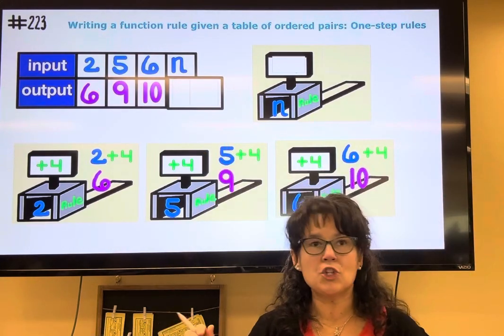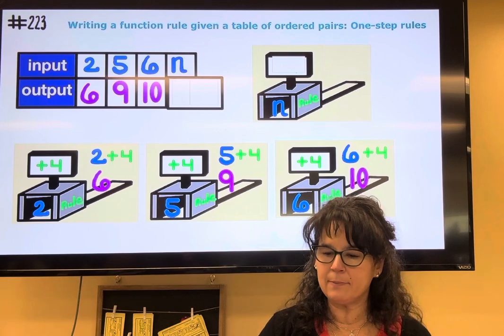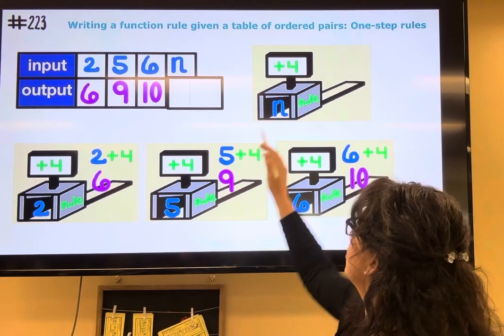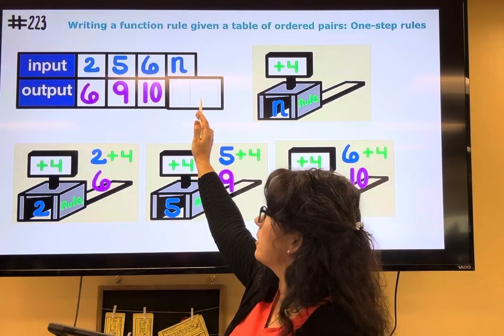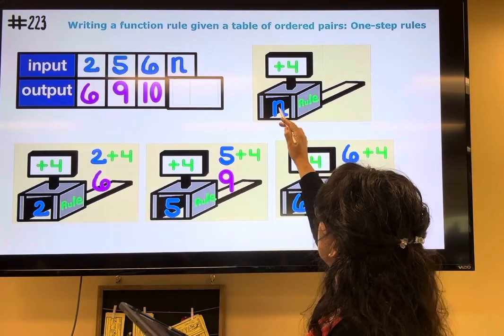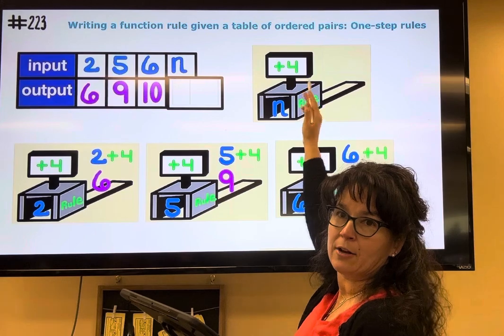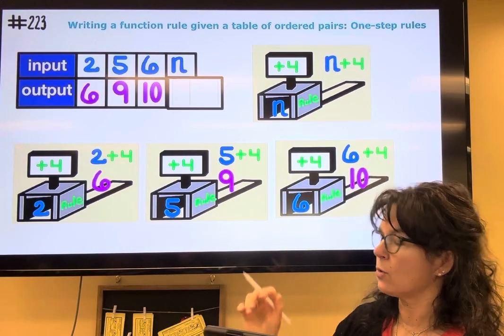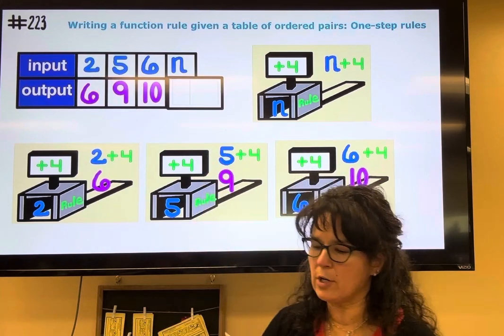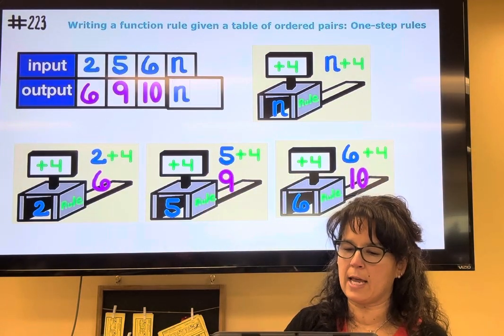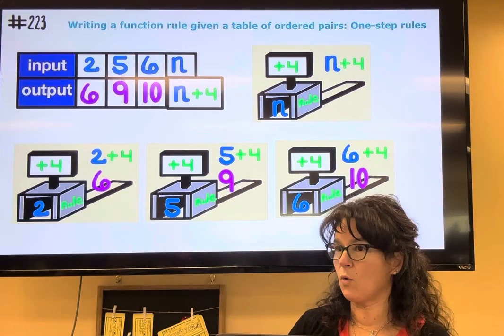This input is generic, it's just the variable n. So if we keep that rule adding 4, what should go in this box here? Well, we're going to take the n and then we're going to add 4 to it. So I have n plus 4. So substituting in n, I'm going to put n plus 4.